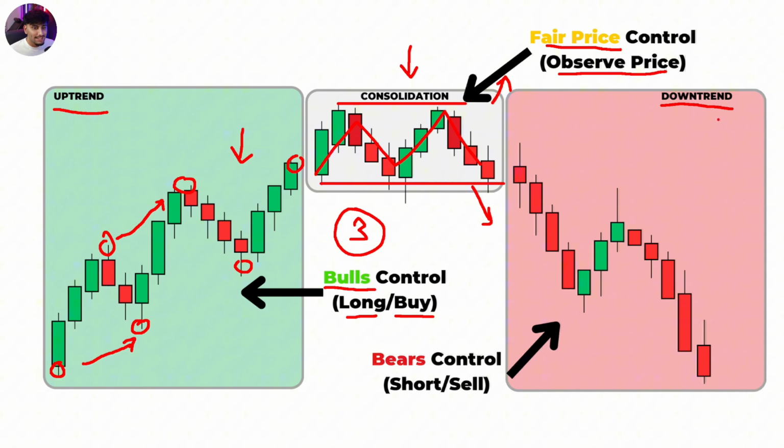However, the other way is a downtrend. This is called bear's control. This is where we would want to short or sell a position. And this means when we have a high, the next high is lower than the previous high. And when we have a low, the next low is lower than the previous low. Therefore, for this side, we want to identify the lower highs as a retest to the downside. And for the upside, we want to identify the higher lows as a retest to the upside.